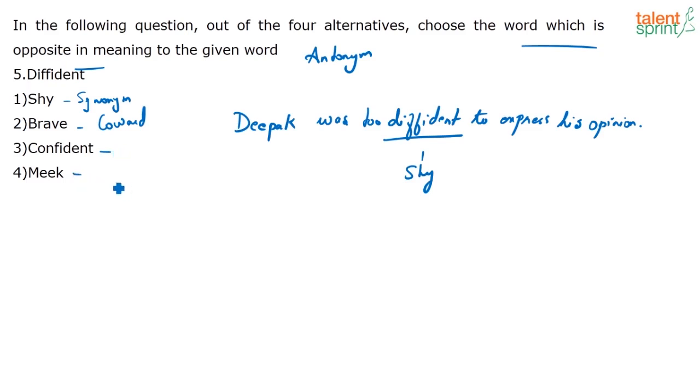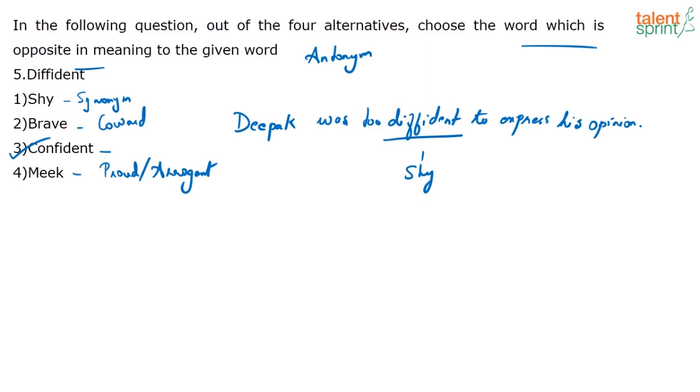Meek, again, meek means humble. The opposite of that would be proud or arrogant, not diffident, right? So if you are confused with other words, try and put them in context, try and see what can be a better opposite to that word, right? Our answer obviously is 3 here for this one, diffident.